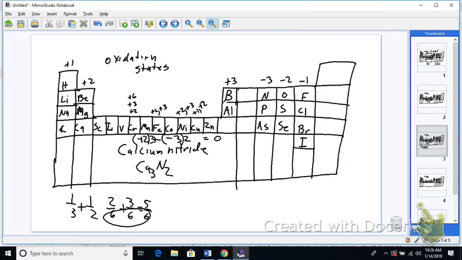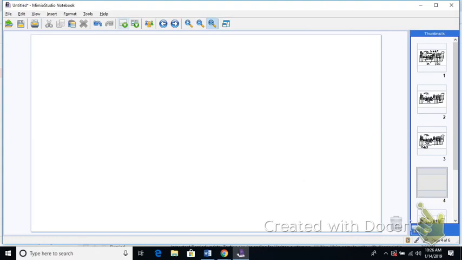Okay? So let's have you do 3 of these. I'm going to give you 3 names. You write 3 formulas and see what you get out of 3. Okay? So here we go.